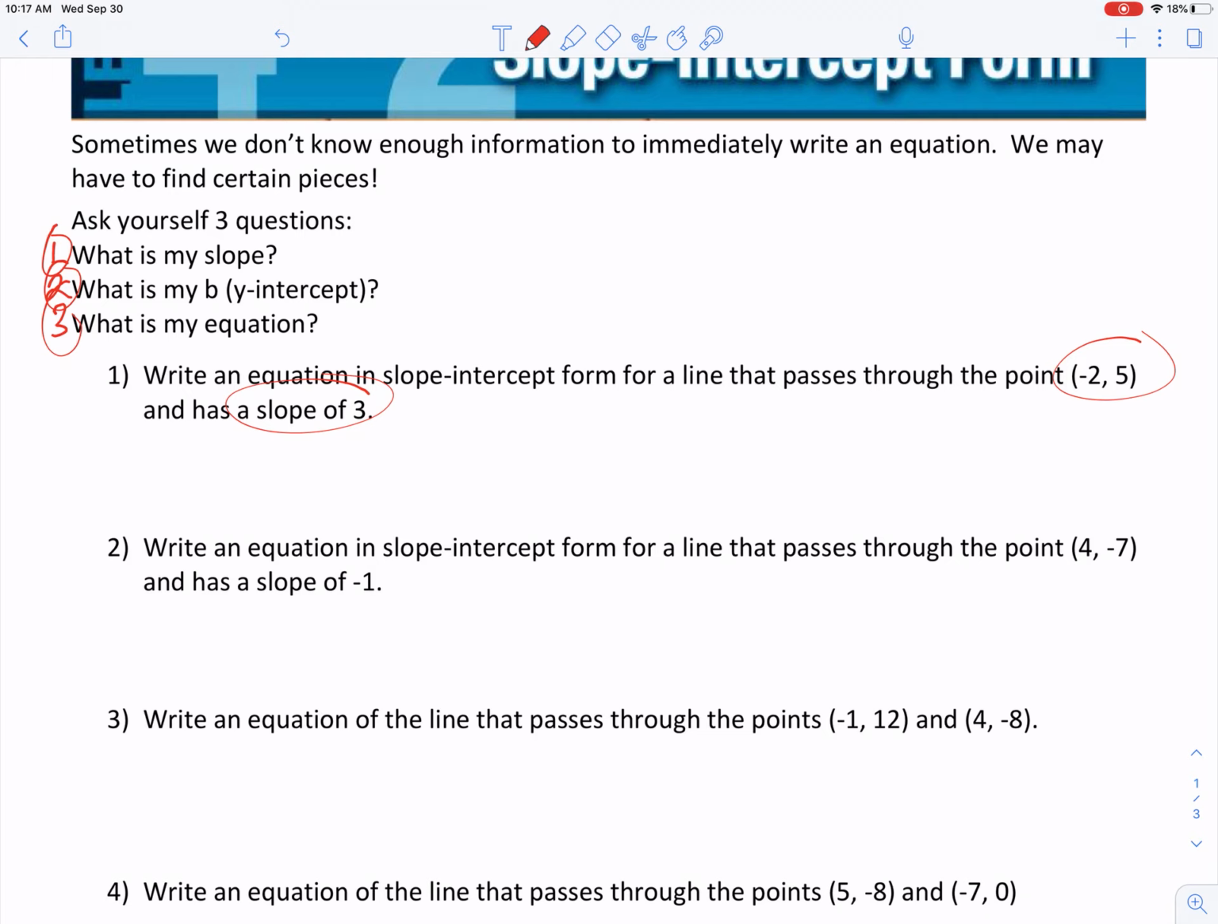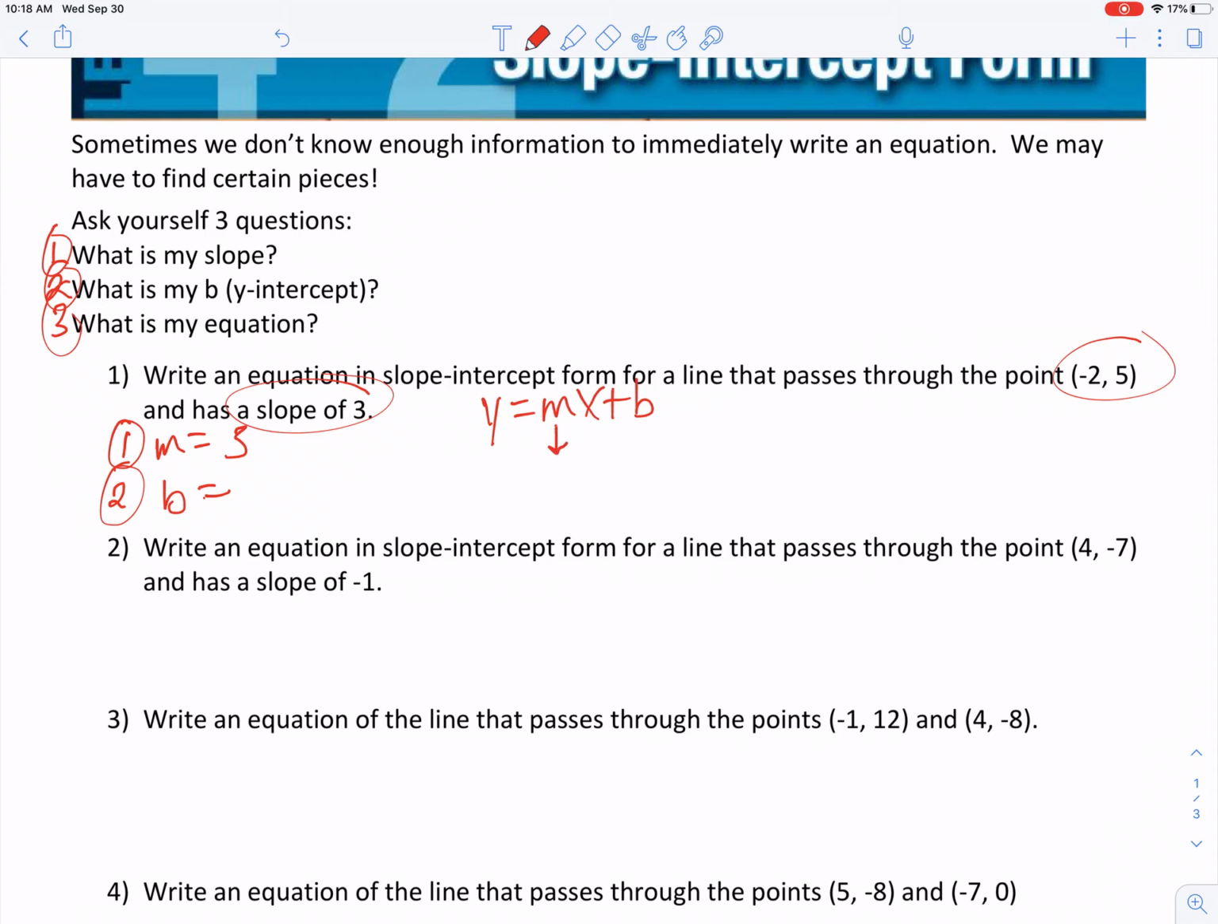So let's start with our questions. Question 1, what is my slope? M equals 3. Question 2, what is my y-intercept? I don't know what that is yet. Here's how I'm going to find it. I'm going to recognize that these equations are written in the form y equals mx plus b. In this case, I do know that the slope is 3, but I don't know the b.